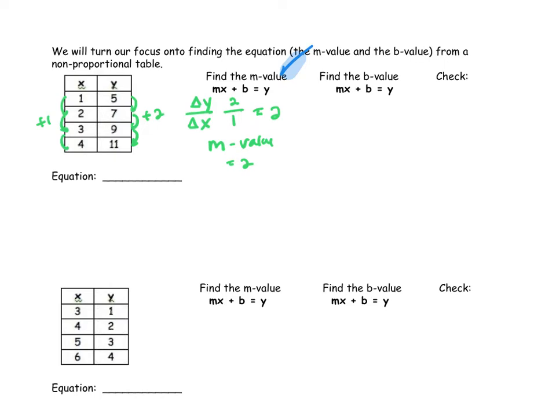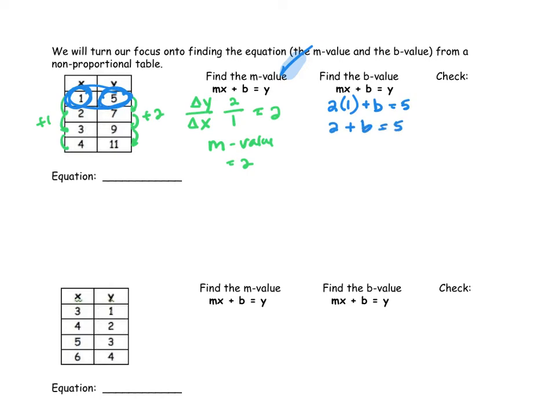We're going to take our m value of 2 and put it where the m is, and then I have an x and I have a y in the table, and these are pretty nice numbers to work with. So I'm going to replace my x with this number 1 from my table right here, the first x value. I still don't know my b, that's what we're looking for, but I do know a y. The matching y value is 5, so I'm going to replace the y with 5. So 2 times 1 would be 2, plus b equals 5.